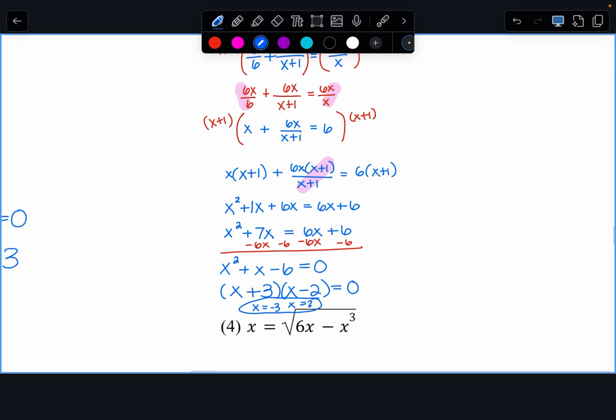Now, that was super long and drawn out because we had 3 different denominators.